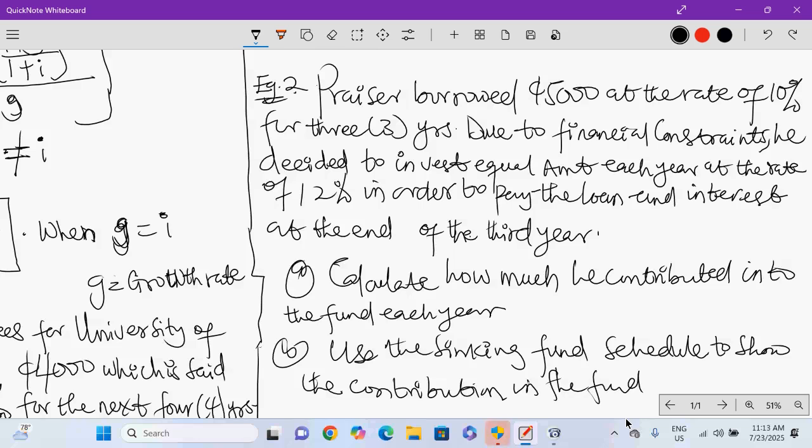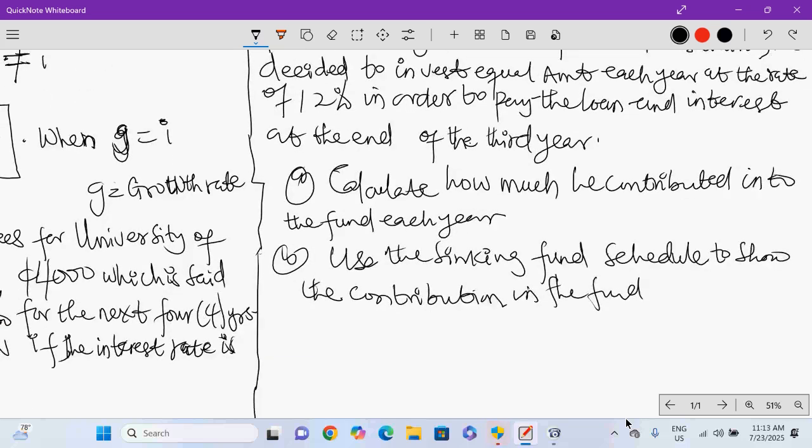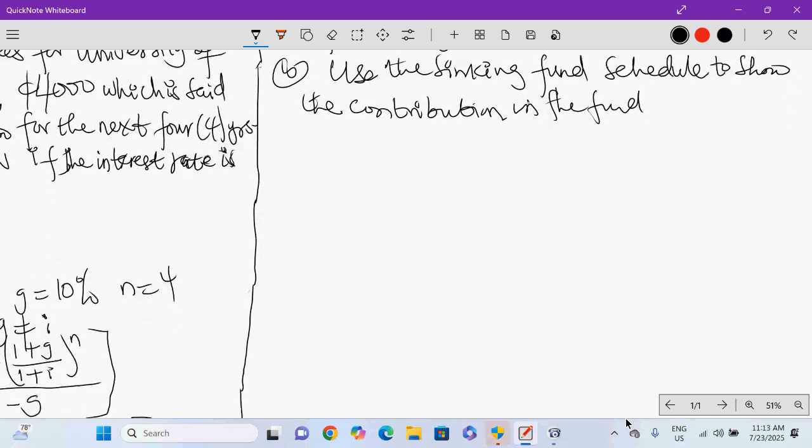Right. So how much did Fraser borrow? Fraser borrowed 5,000. So you have to compute how much he contributed into the fund each year.